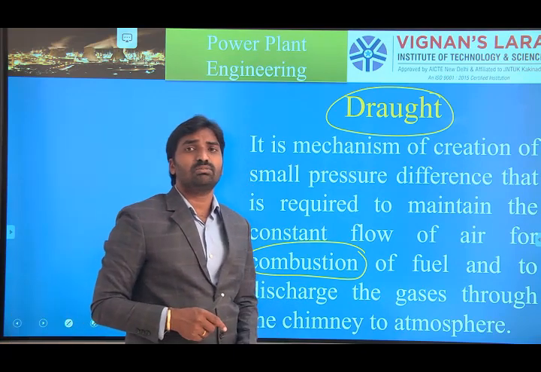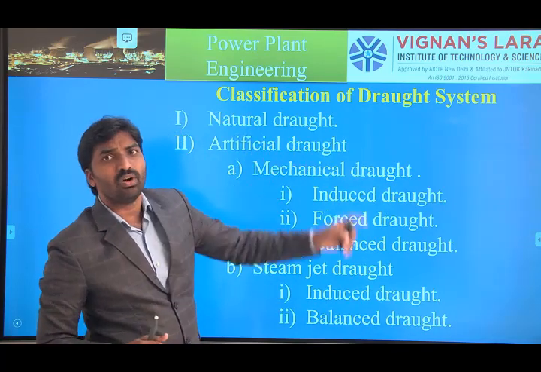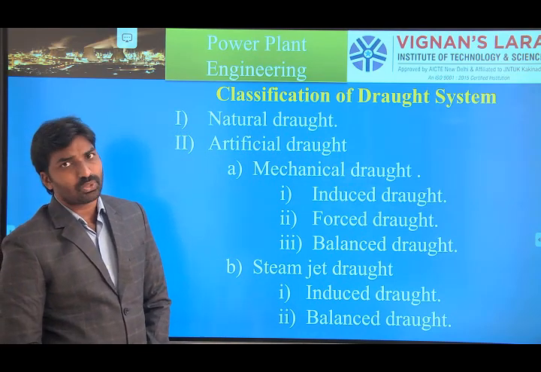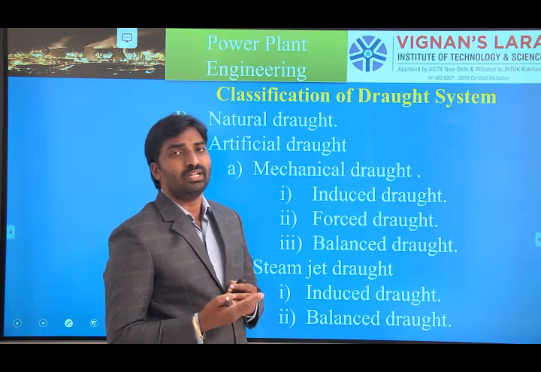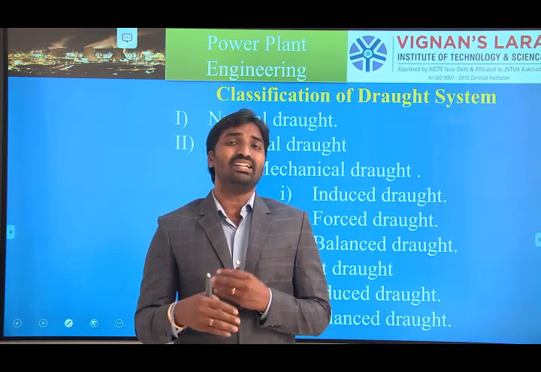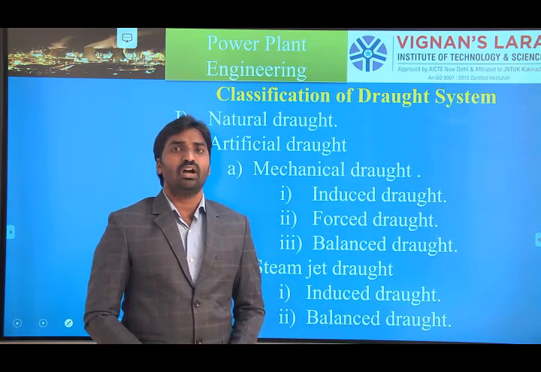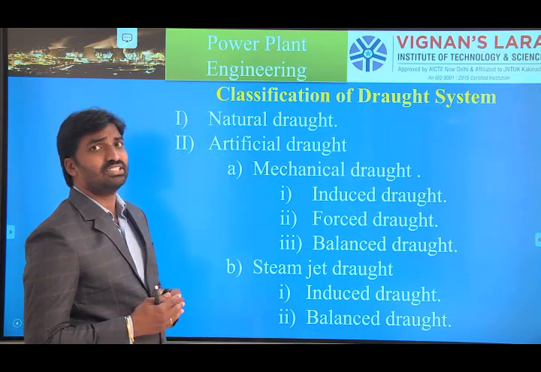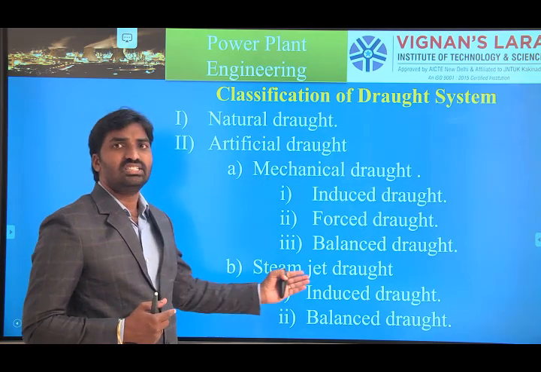In a draft system, again it is classified into two categories. One is the natural draft system, and the second one is the artificial draft system. Natural draft means we do not use any type of material for creating the pressure differences. Naturally it occurs. But artificial means we need to create that situation. How can we create that situation? In an artificial type of draft mechanism, mainly two types are available: one is the mechanical draft system, and the second one is the steam jet draft system.